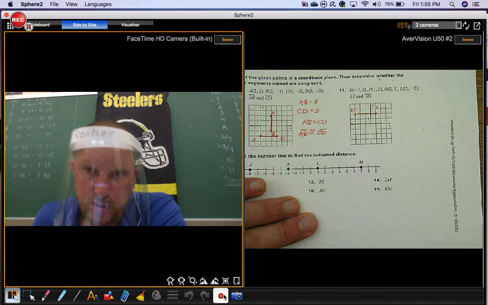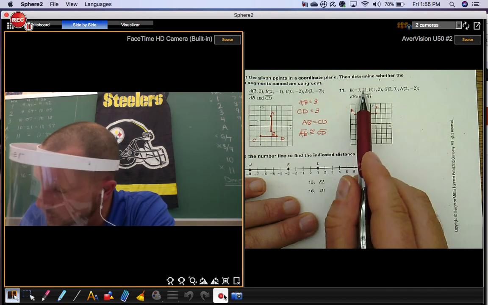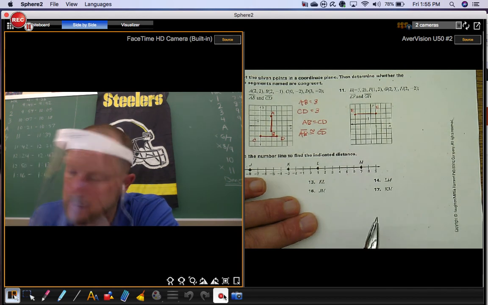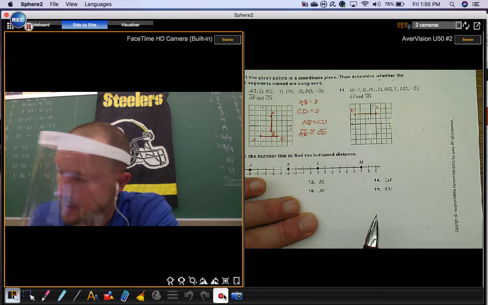Okay, so another horizontal segment. And again, you know it's horizontal because the y values match. So that's a good thing. We can count its length.